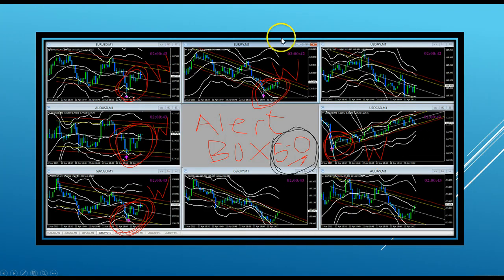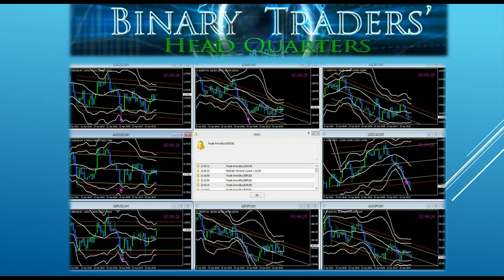This is what's possible right here, guys. Definitely you want to respect the rules, and don't settle for anything less than your highest probability trades.